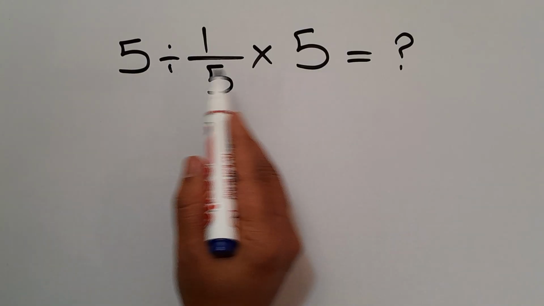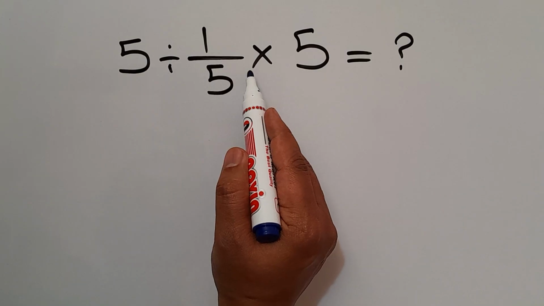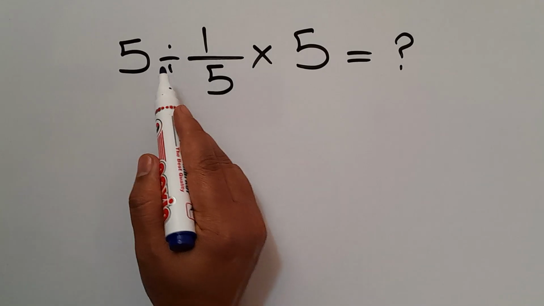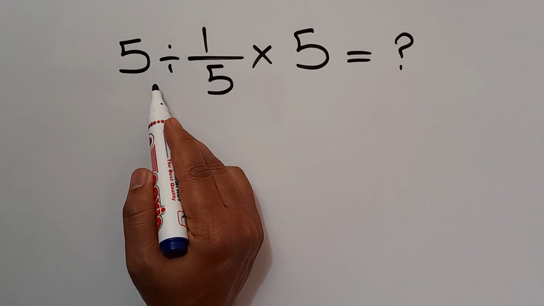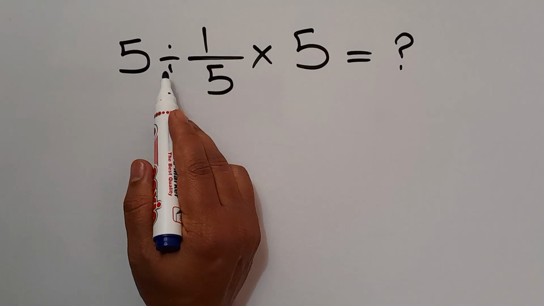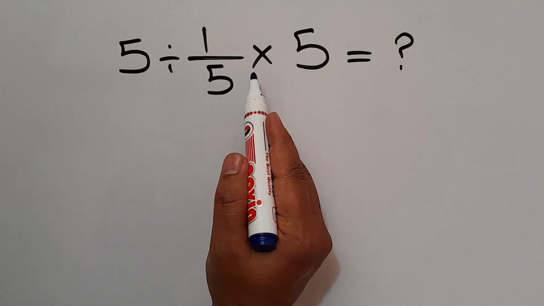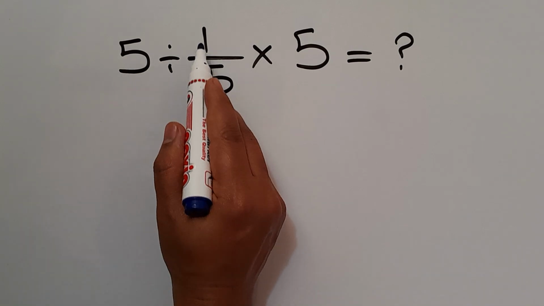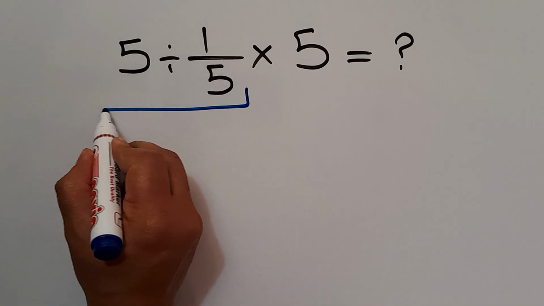In this expression we have one division and one multiplication. As I know, multiplication and division have equal priority and we have to work from left to right. So first this division and then this multiplication. 5 divided by 1 over 5.